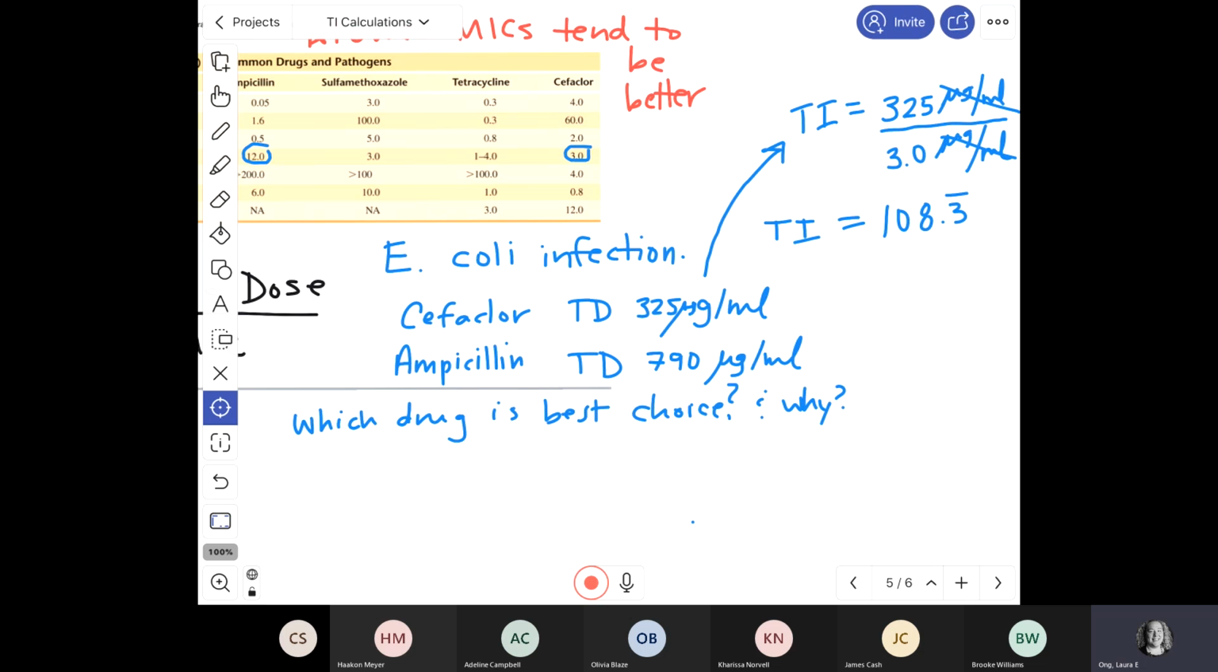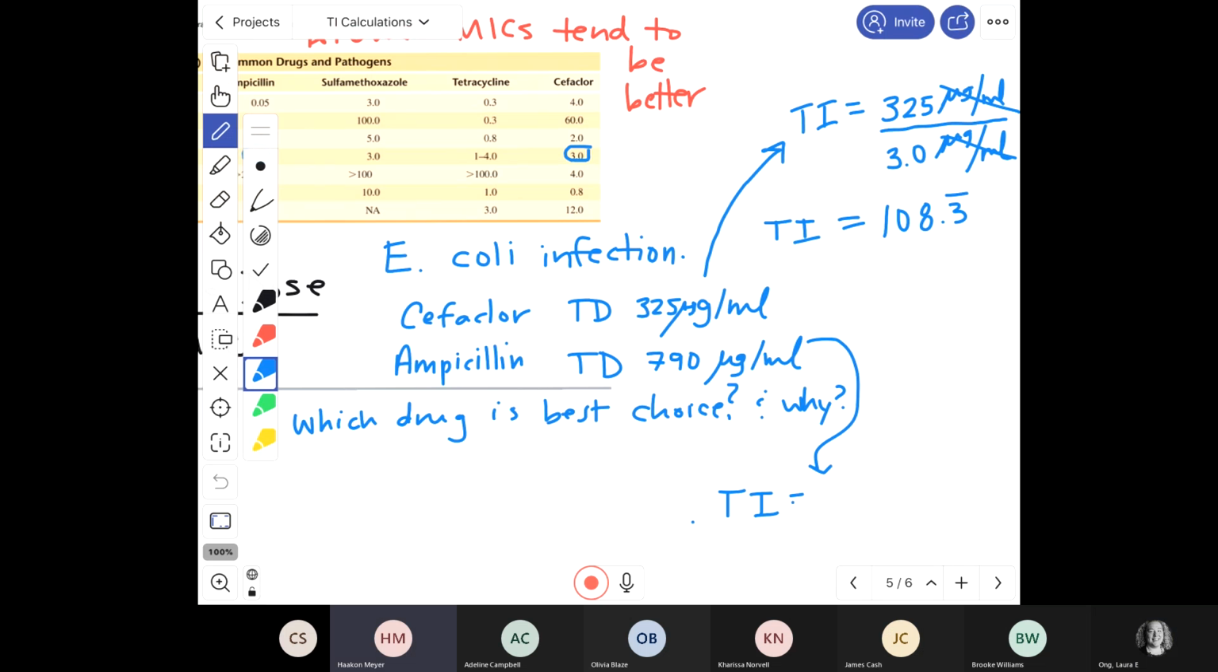So the therapeutic index for cefaclor for E. coli infection is 108.3. So what about ampicillin? Well, like that means that you'd have to take 108 healthy doses to actually have damage? Yeah, 108 times the recommended dose, generally, yes.